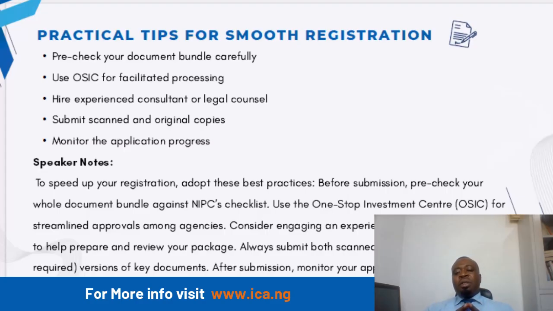Also, you can use the One-Stop Investment Center, OSIC, for streamlined approval amongst the agencies. So there are various agencies: the CAC, NIPC, Customs, Immigration. All of them are there so that you can have a total package.